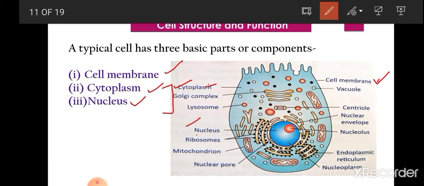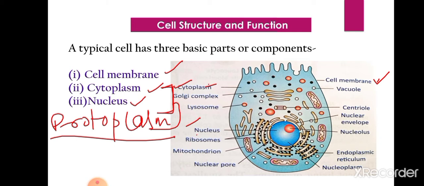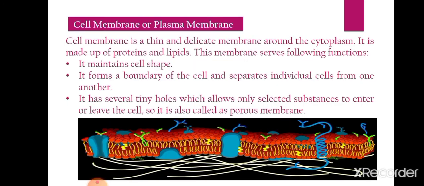One more thing, these two parts or components of the cell, cytoplasm and nucleus, make a living part or living component of the cell which is called protoplasm. So protoplasm is the living substance or living component of any cell that includes cytoplasm and nucleus. So these three, cell membrane, cytoplasm, and nucleus, are the basic parts or basic components of any cell. Now first of all we will discuss the cell membrane or plasma membrane.